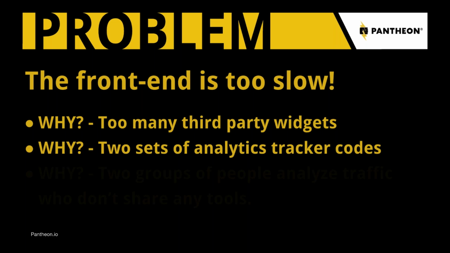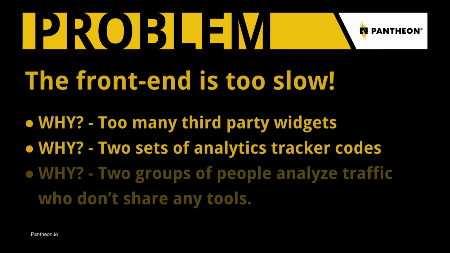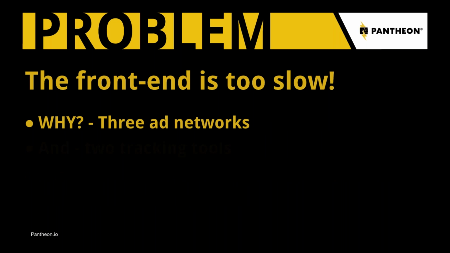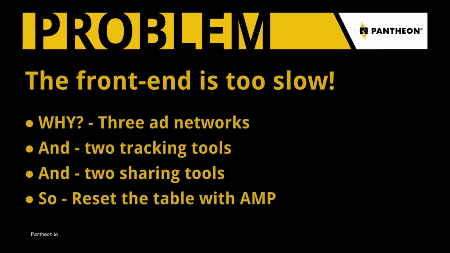So, you know, there may even be two different departments and they have two different analytics trackers, and they're both getting downloaded and it's slowing down your website. And that's a real problem. So, you've got multiple ad networks. You've just got a lot of different sharing tools.